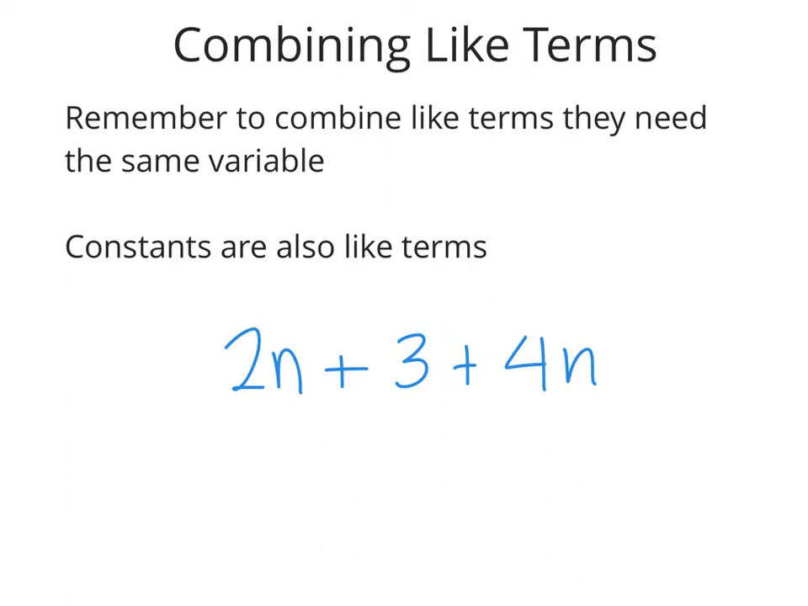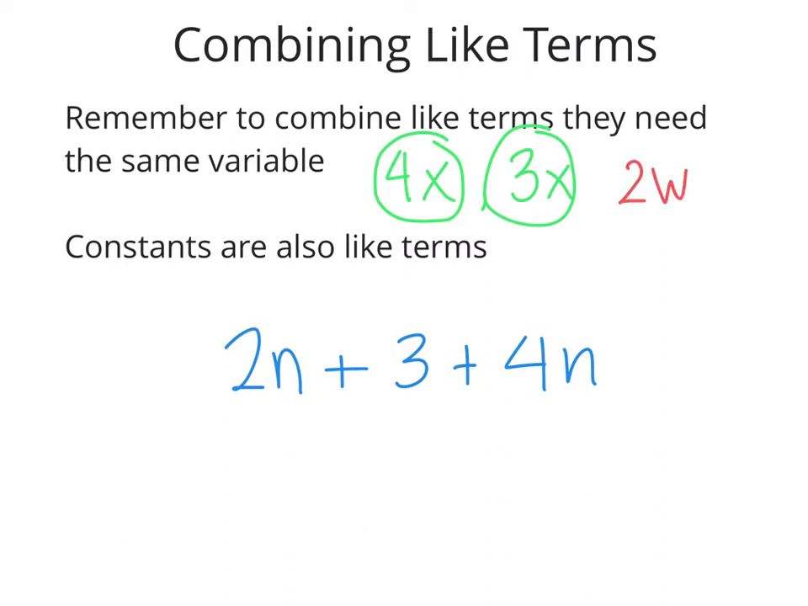Remember that when we're combining like terms, they need to have the same variable. For instance, we have 4x and 3x. They have the same variable, so they are like terms. We could circle those. We could also have 2w and 7w. Those are like terms.